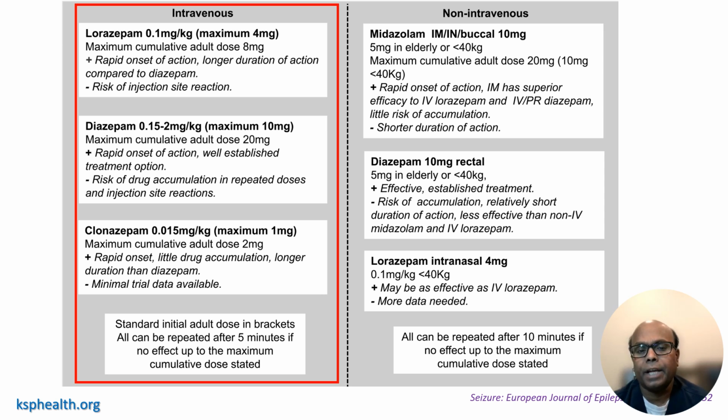So when there is an intravenous access, the drug of choice is lorazepam, 0.1 per kilo, with a max of 4 milligrams. It can be repeated 1 time if the seizure does not stop in 5 minutes. Diazepam dose is 0.15 to 0.2 milligram per kilogram, max of 10. It has a rapid onset of action, is a well-established treatment option, with risk of drug accumulation in repeated doses. Clonazepam, 0.015 milligram per kilogram, max of 1 milligram.